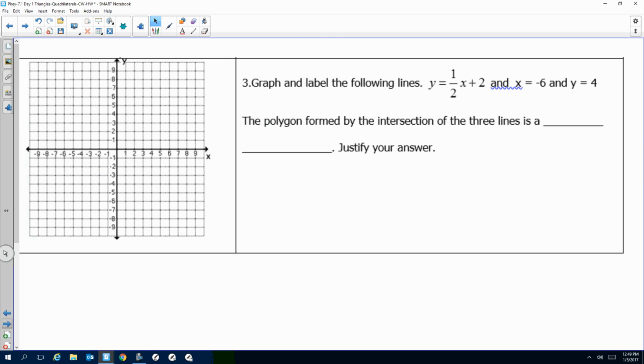On this last one, number 3, because you will be given an equation, graph each line. So y equals 1/2 x plus 2. We should be starting at the y-intercept, which is 2. Use the slope 1/2 to graph additional points, up 1 to the right 2, or down 1 to the left 2. Just put a line through those points.